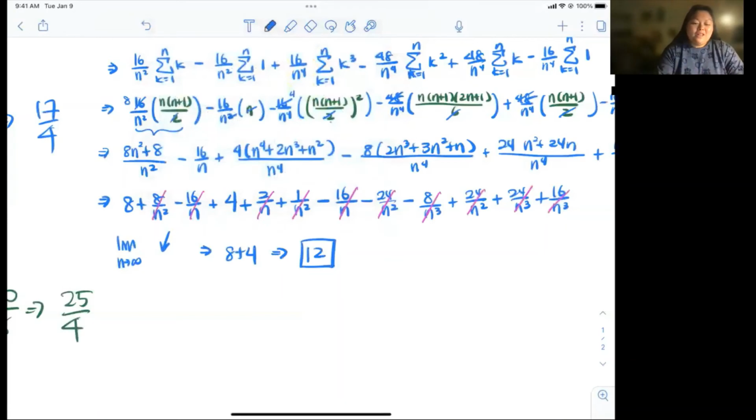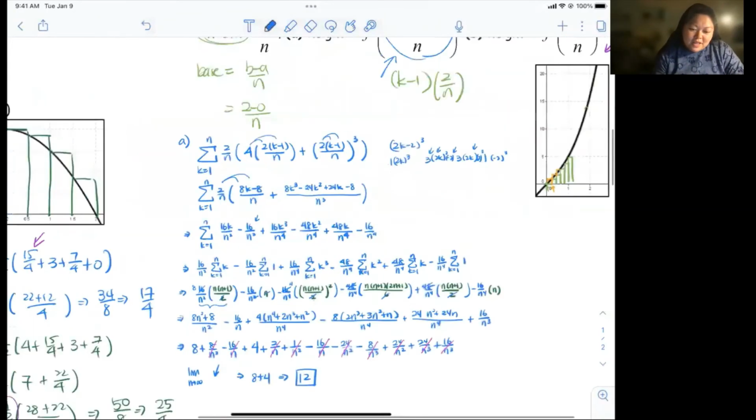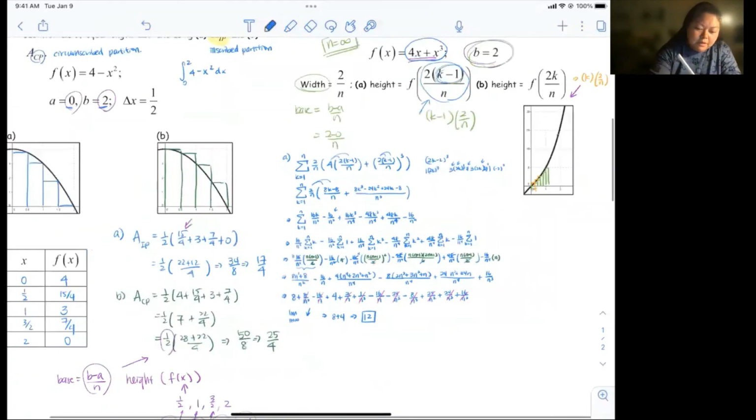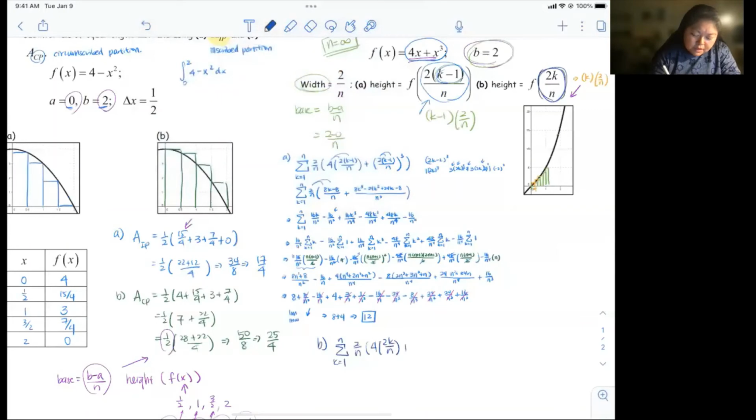Not only do we need to do it for this, our inscribed partition, we now need to do the circumscribed partition, because you'll see for some reason, magic's going to happen. All right. So now we're going to do circumscribed partition. Let's use a slightly different color so you can see. For my circumscribed partition, we start at k equals 1. So what I'm plugging in is a little bit easier. It's 2k over n. So my width is still the same, 2 over n. I'm still plugging into the same formula, 4x plus x cubed. So 4 times 2k over n plus 2k over n cubed.